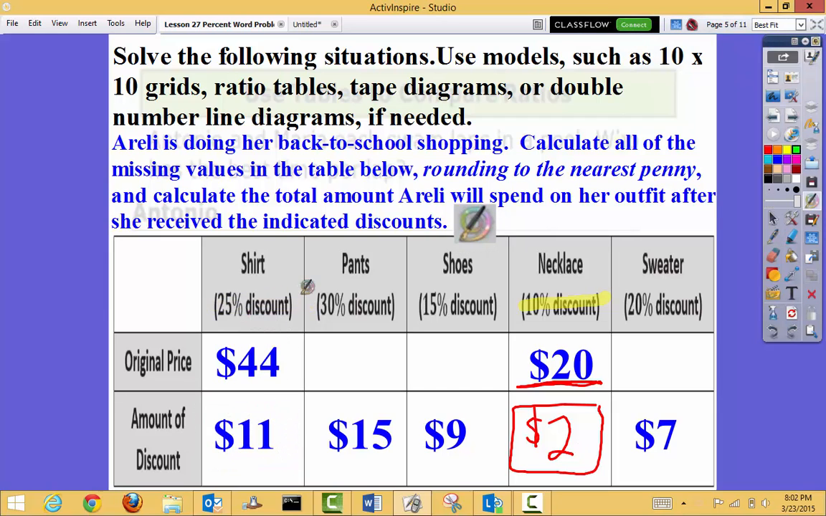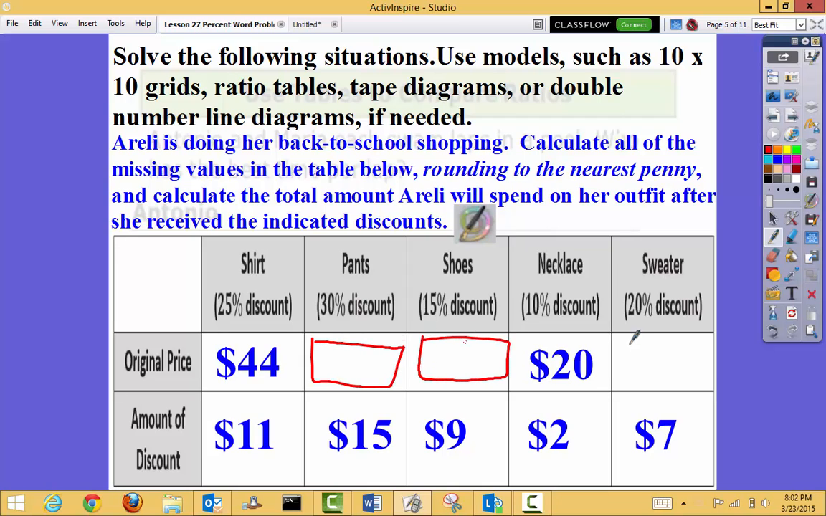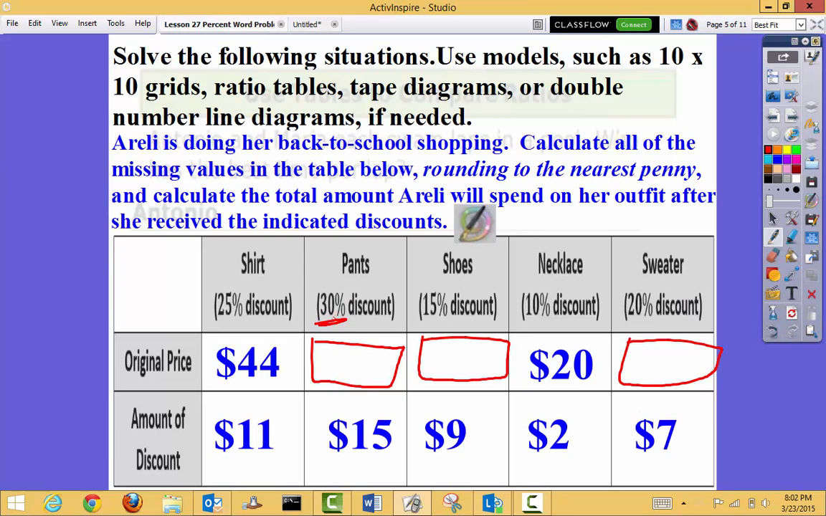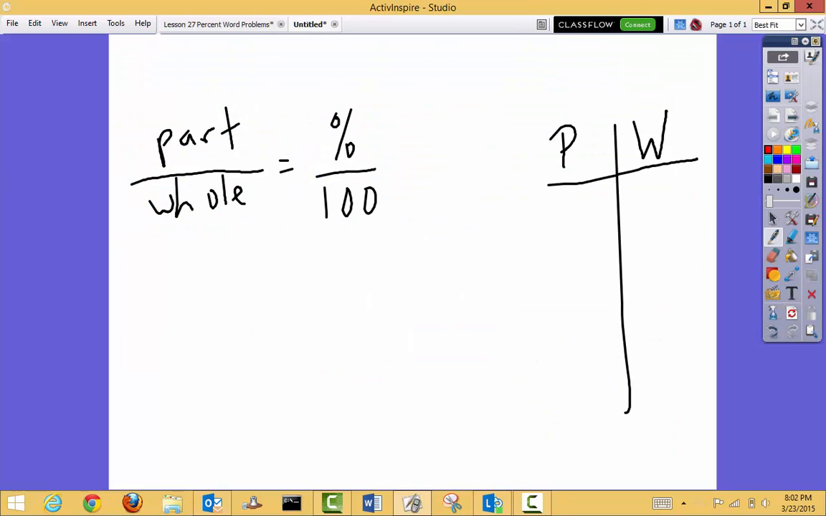Let's check these two before we go on. Look at that, 11 and 2. So I have this part filled out. Now I just have to figure out how do I fill in these mystery boxes. So let's go to pants. So pants, I know its discount. Its discount is 30. So the percent is 30.